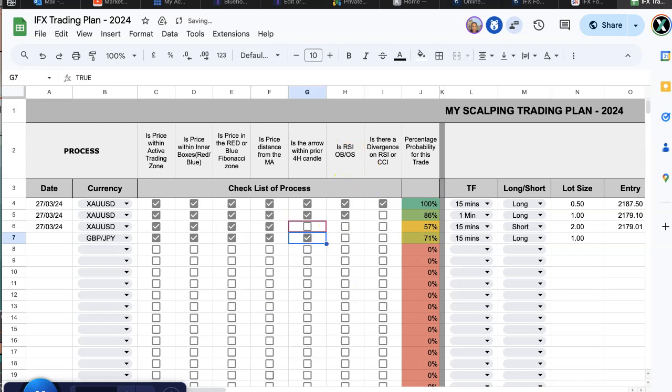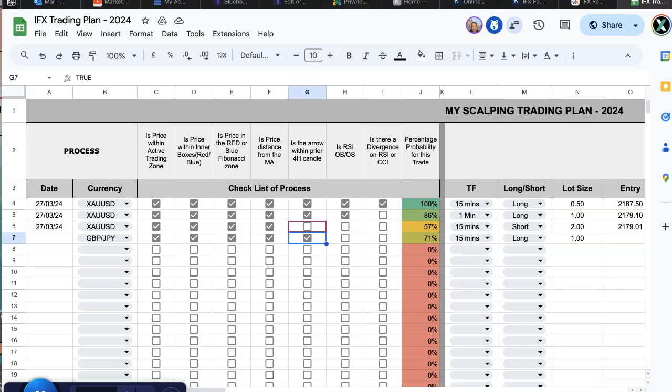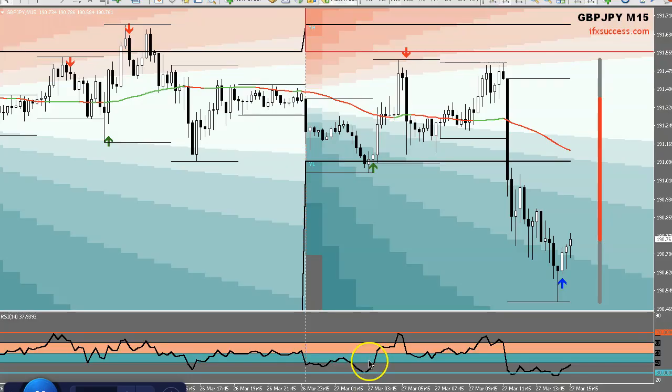Is RSI oversold or overbought? Well, it is, right? It did hit the 30, or very close to the 30, so yes. Now, is there any divergence on this RSI or CCI? Again, we're only looking at RSI. So right now, no. On the day today, I love looking at divergence within the same day, not going to prior days. I love looking at today's only. So no, that one definitely not.